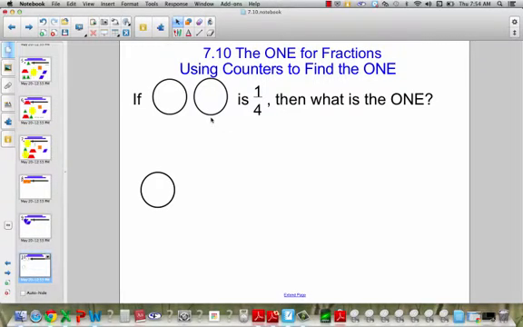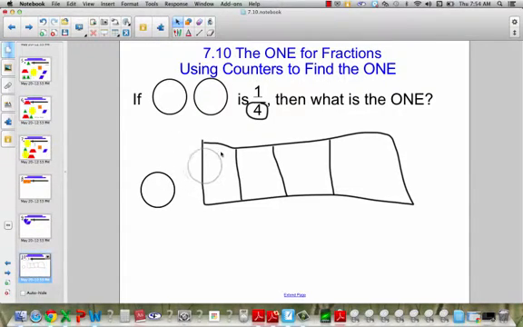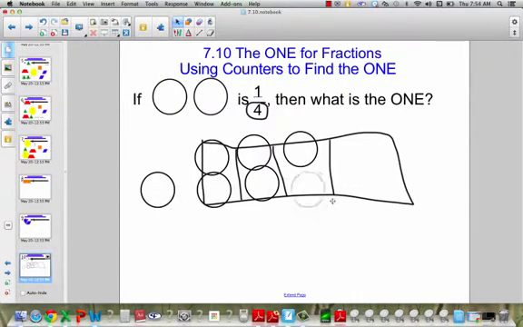Now let's say I have circles. So if 2 circles are 1/4, again, I would recommend doing your box. So we're talking about fourths. So break this up into 4 equal pieces. And it's wanting you to put 2 in 1. So if 2 are in 1, then that needs to be in all of them. And so if I have 2 in each, 4/4 would be 2, 4, 6, 8.